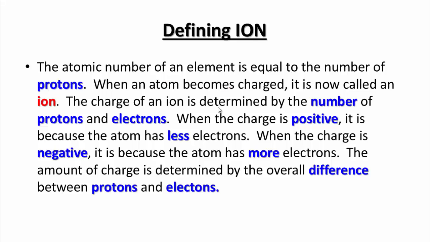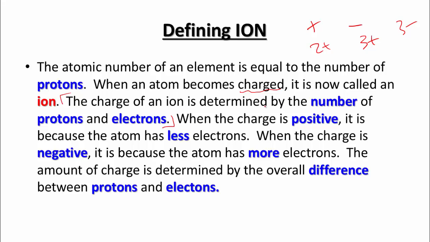I think there might be a couple things that change in here in terms of the actual words you have printed on yours, so just pay attention. So, the atomic number of an element is equal to the number of protons, just like last video. When an atom becomes charged, whether it's positive or negative, or 2 plus or 3 plus or 3 minus, whatever, some kind of charge, we now call those ions. The charge of an ion is determined by the number of protons and electrons. I think this is the spot you need to fix your notes a little bit.